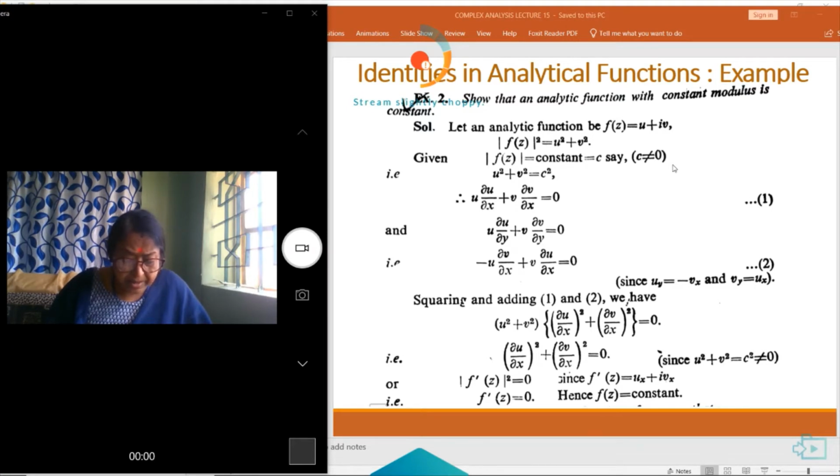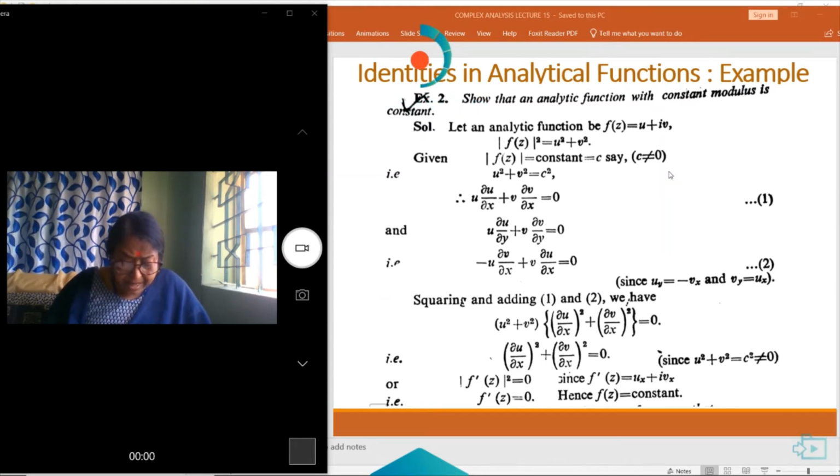del u by del x plus v del v by del x equal to 0, which on applying the Cauchy-Riemann equation we can write as minus u del v by del x plus v del u by del x is equal to 0. Squaring and adding 1 and 2, we get u square plus v square within bracket del u by del x the whole square plus del v by del x the whole square is equal to 0, which gives us del u by del x the whole square plus del v by del x the whole square is equal to 0.